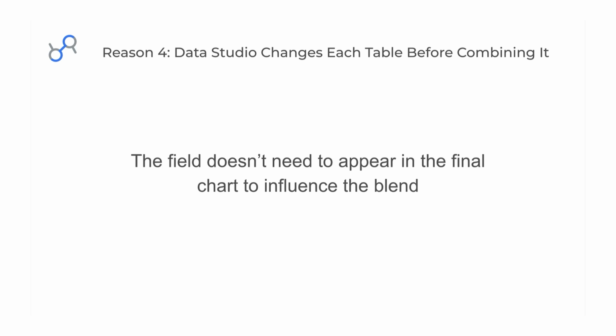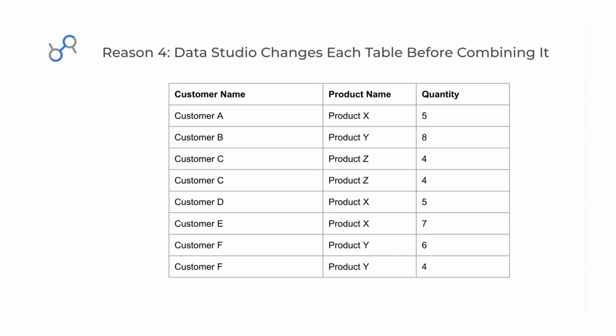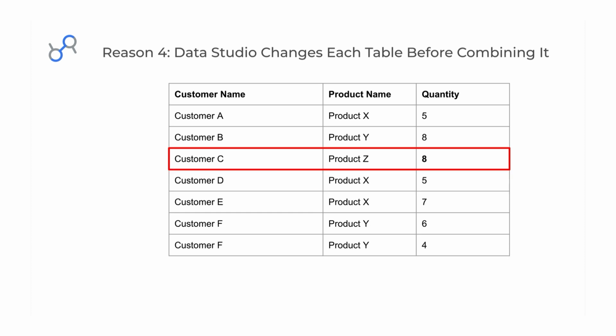There is another surprising consequence. Imagine your source contains two identical looking rows. Both contain the same customer, the same product, and the same quantity. If the blend includes only those fields, Looker Studio may group those rows together before it performs the join.